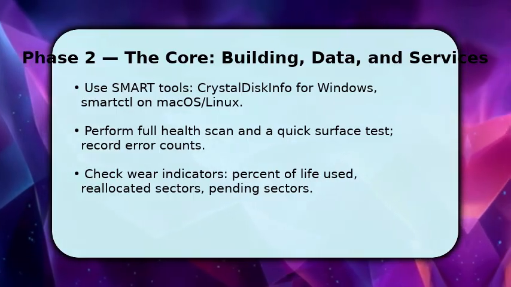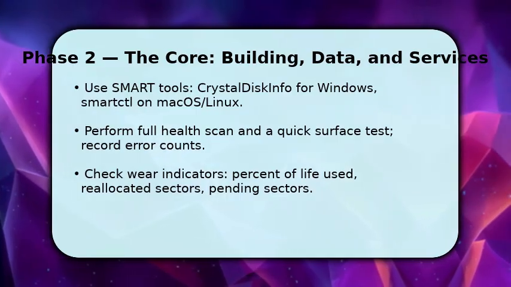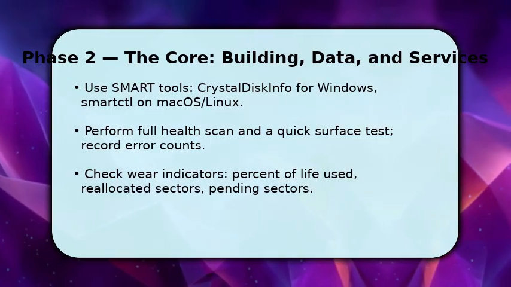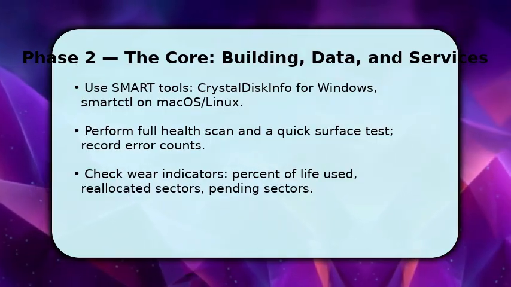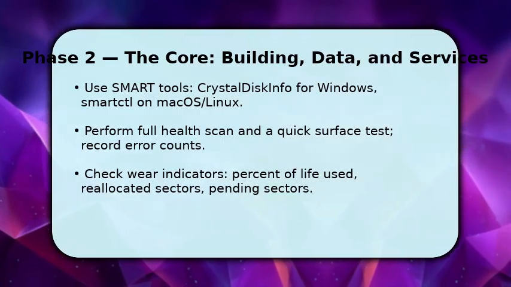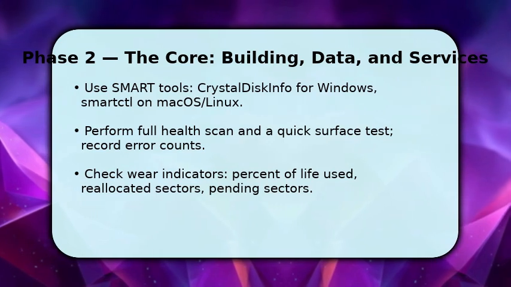Start with a quick SMART read to see attributes like reallocated sectors and media wearout percentage, then run a full surface test if SMART flags anything abnormal. While the scan runs, watch for rising error counts. If reallocated or pending sectors increase, that indicates imminent failure, so be prepared to replace the drive.